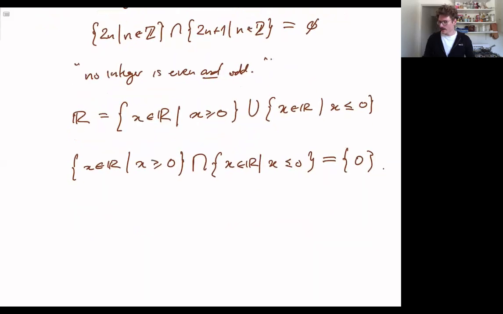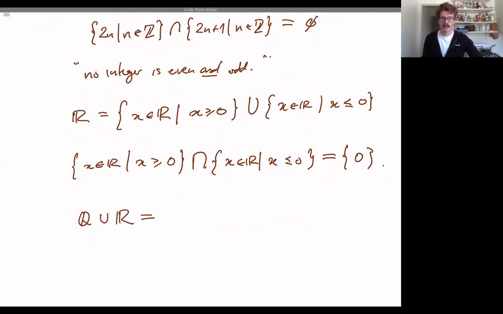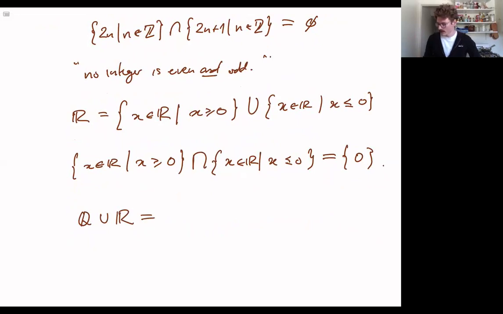You can also have, of course, easier, silly examples, like what is the union of the rational numbers and the real numbers? Well, the rationals are a subset of the reals, and if you ever take a union like that, you will just get the bigger thing. And similarly, if you take the intersection of something with a subset, you will get the smaller thing.